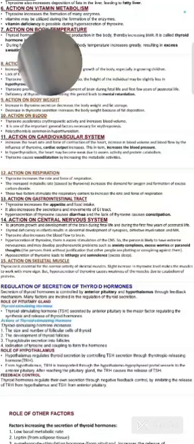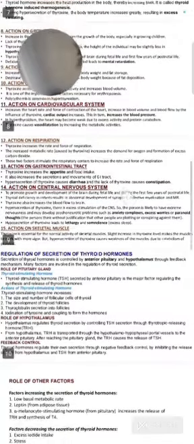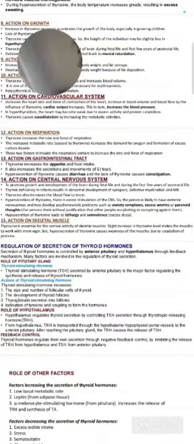And finally, the action on the skeletal muscles. This thyroxine is essential for the normal activity of skeletal muscles. If there is a slight increase in thyroxine level, that makes the muscles work more vigorously, but hypersecretion causes weakness of the muscles due to catabolism of proteins. So these are the functions of the thyroid gland.